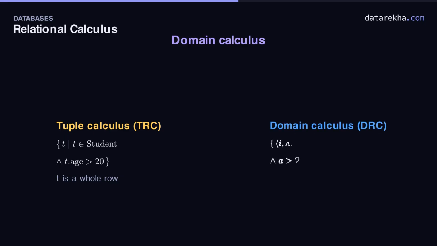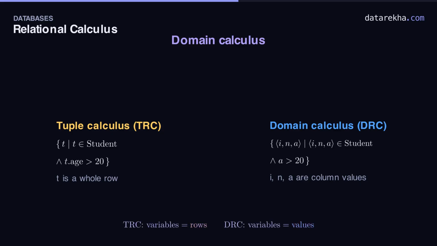On the right, domain calculus, the angle bracket triple I, n, a names the three columns, ID, name, age, as separate variables, and the condition is just a greater than 20. Same answer, Bina and Divya. The two differ only in whether a variable is a row or a value. Domain calculus is the one that inspired the fill-in-the-blanks style of query by example.